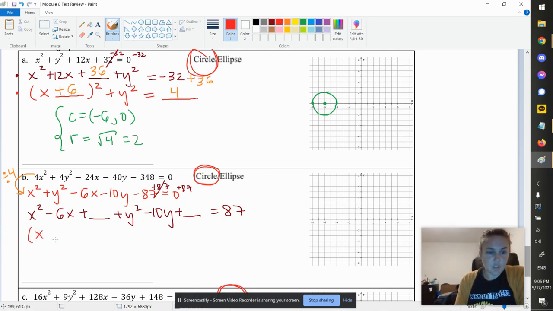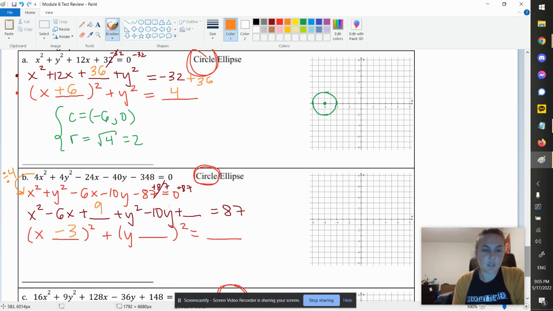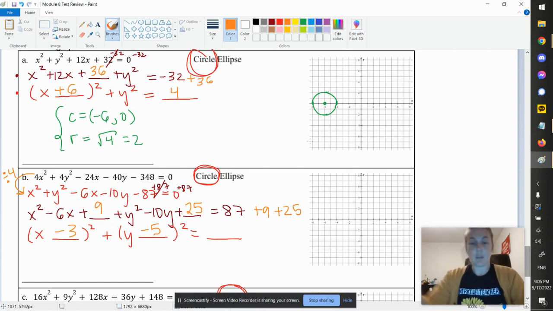The second setup step is it's going to be x plus or minus something squared plus y plus or minus something squared equals some number. Now we complete the square. Negative 6 divided by 2 is negative 3. Negative 3 times itself, or squared, is 9. Then I'm going to add 9 to this side as well. Negative 10 divided by 2 is negative 5. Negative 5 times negative 5 is 25. And I'm going to add this to this side as well. Now I get my calculator and I do 87 plus 9 plus 25 equals 121.